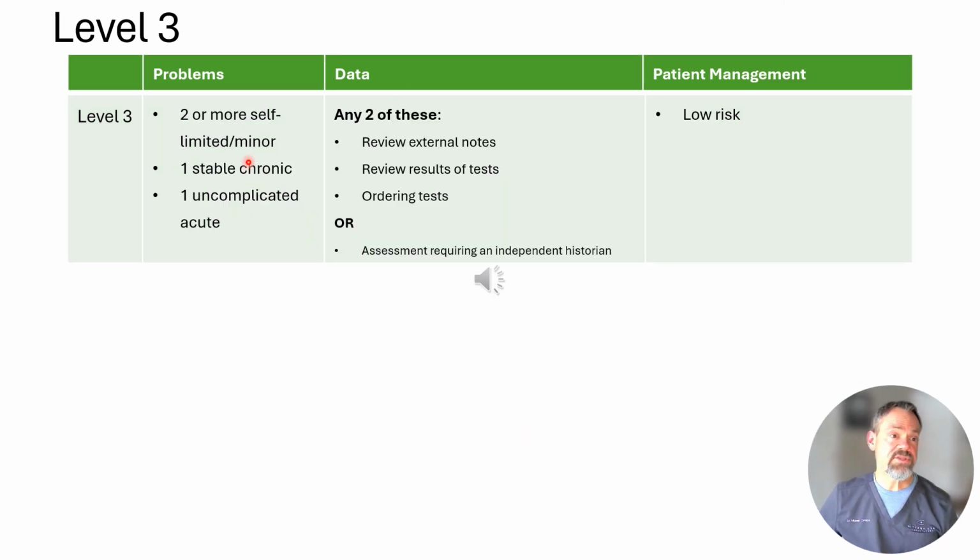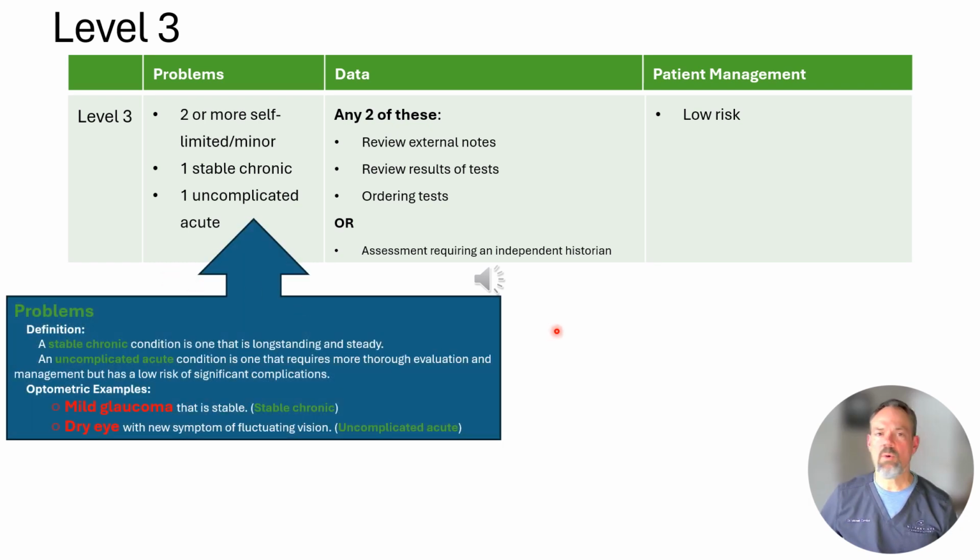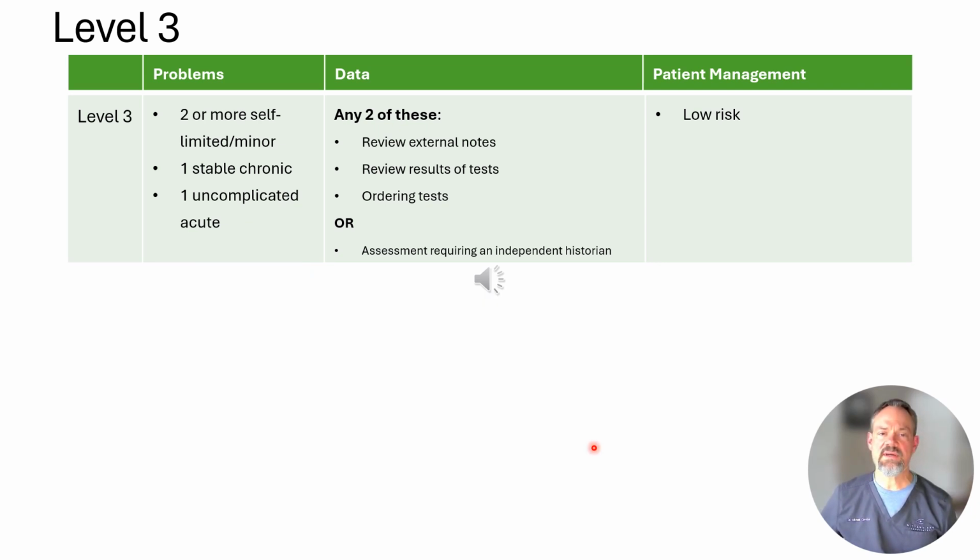So how do we meet a level 3? Well, under level 2, we discussed self-limited minor, but now if we have 2 of those, we can meet a level 3 criteria. One stable chronic condition, one that's long-standing and steady, and an uncomplicated acute requires more thorough evaluation, but low risk of complications. So 2 examples might be mild glaucoma, that would be an example of stable chronic, glaucoma that's stable. And an uncomplicated acute might be dry eye with a new symptom of fluctuating vision.